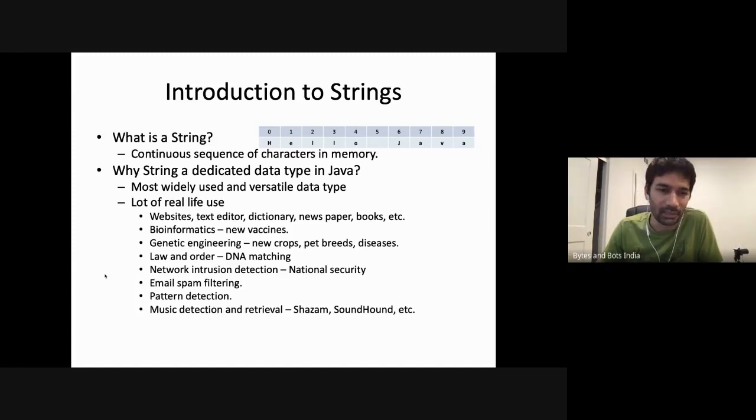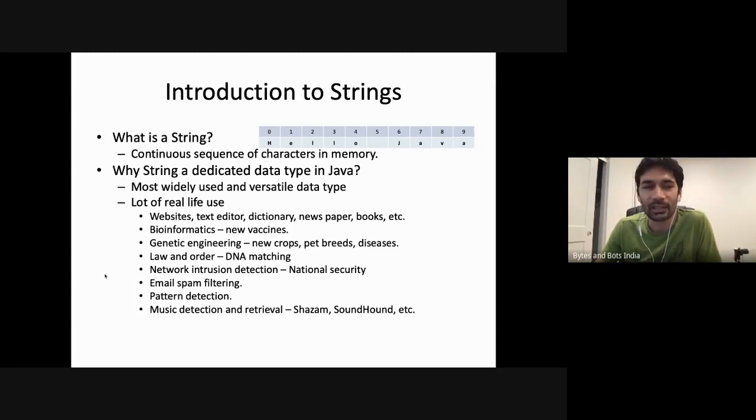It is kind of a string matching algorithm that is used there. Genetic engineering, new crops, pet breeds. Like there are so many varieties of dogs and cats in this world. They all are possible because some kind of genetic engineering is used, and that's because they string into existence. Law and order, DNA matching is done using something string type. Network intrusion detection, which is a matter of national security, is also kind of a string matching problem.